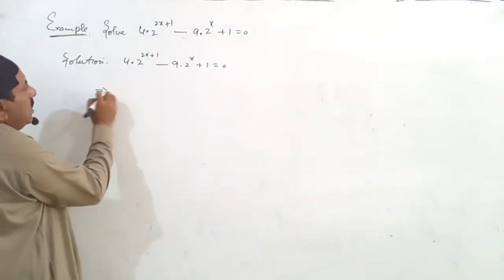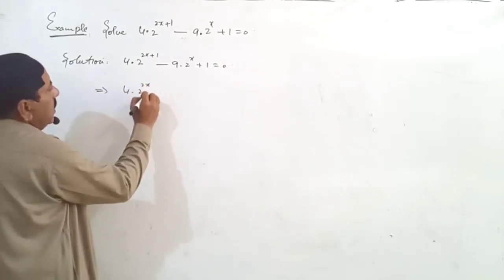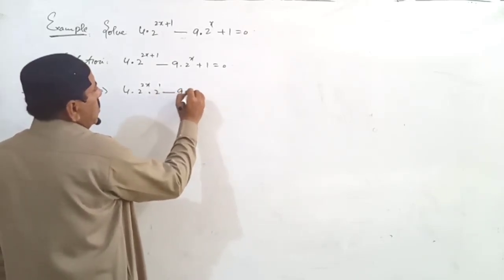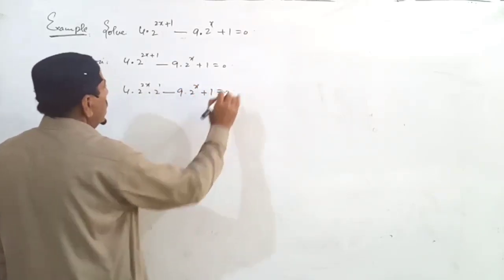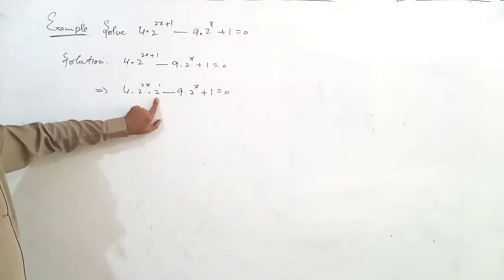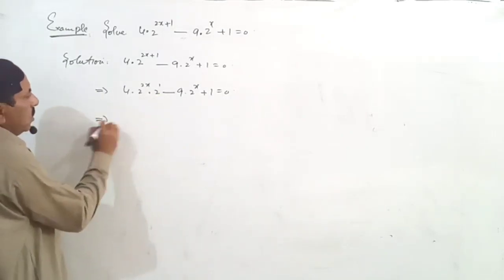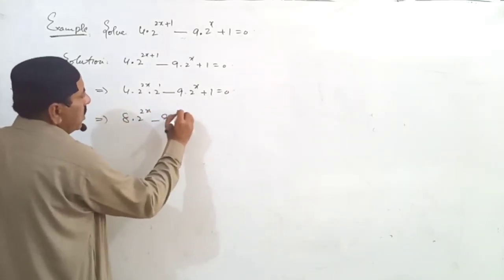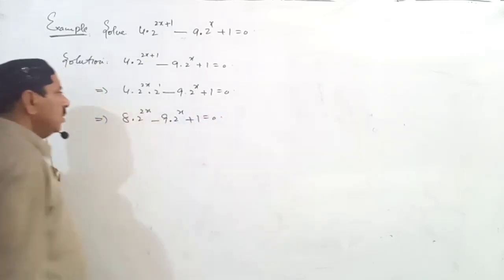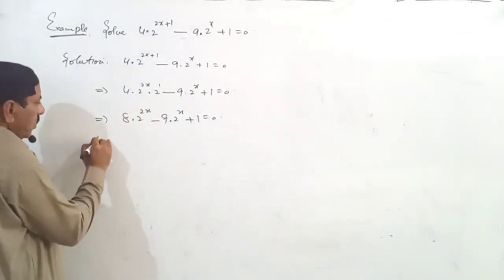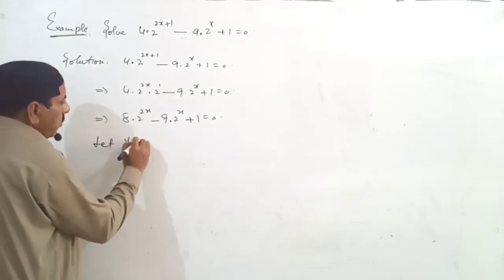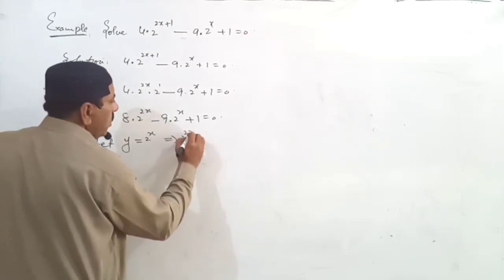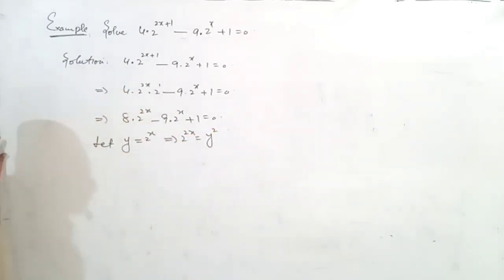So we can write this one just like 4 into 2 power 2x into 2 power 1 minus 9 into 2 power x plus 1 is equal to 0. Here 2 power 1 means 2, 2 fours are 8. So there will be 8 into 2 power 2x minus 9 into 2 power x plus 1 is equal to 0. Now let y is equal to 2 power x. It implies that 2 power 2x will be y square.